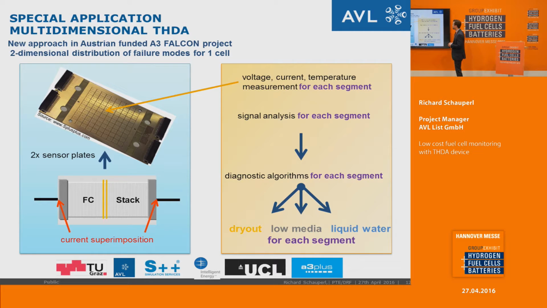Now I'm going to show you one example of our last research projects. This is a possibility to get a multi-dimensional THDA approach. You integrate 2 sensor blades into the stack. These 2 blades have, for example, 100 segments, and then you get information about these 100 segments. You can see every segment of this cell, and whether there is an issue with membrane dry out, low media, or liquid water. This was a research project, and the sensor blades are provided by our partner S++, who also have a booth opposite of AVL here at the fair.